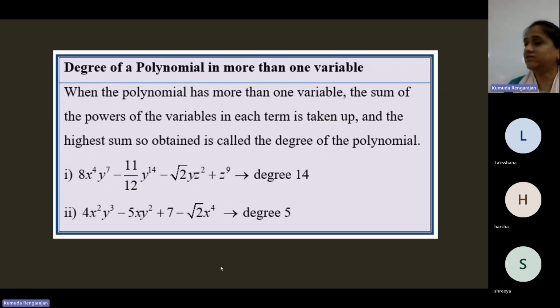Okay. Next, we're going to understand the number of zeros a polynomial has. The number of zeros, there's a different thing. The number of zeros a polynomial has.